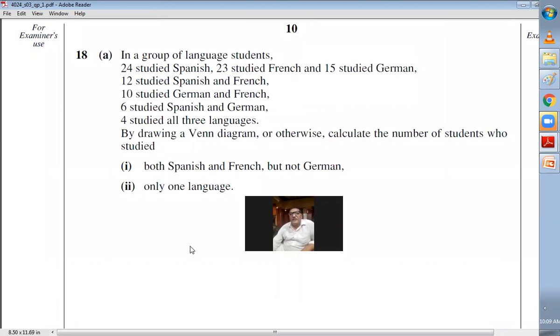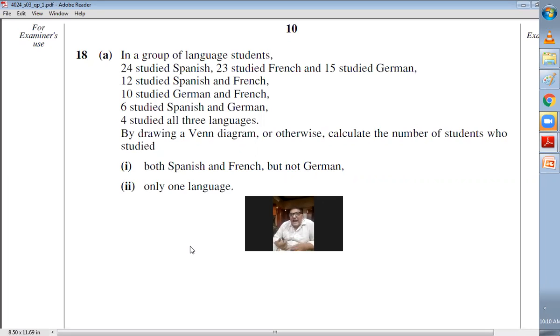It says, in a group of language students, 24 studied Spanish, 23 studied French, and 15 studied German. So when I draw a Venn diagram, in that Spanish circle, you will have 24 total. In the French circle, you will have 23, and the German circle, which represents German, will have 15 students. 12 students studied Spanish and French.